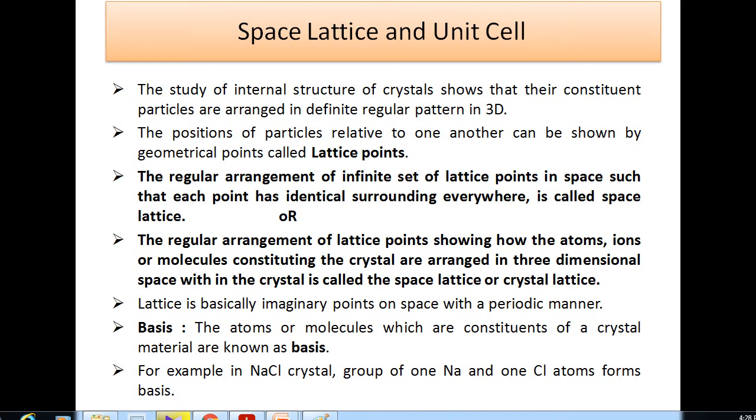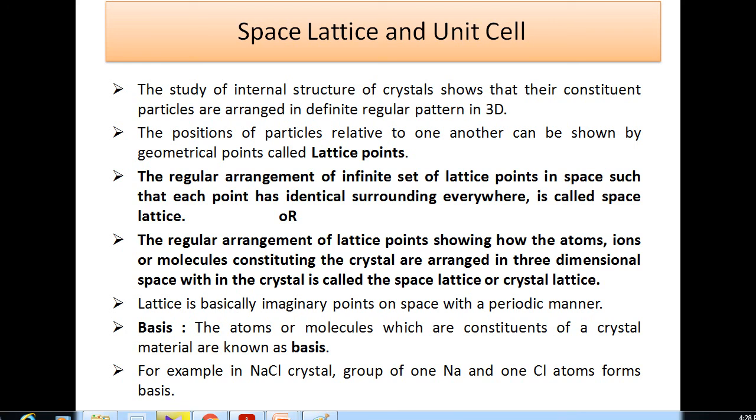So what is a space lattice? It is a regular arrangement of the lattice points showing how the atoms, ions or molecules constituting the given crystal are arranged in 3-dimensional space within the crystal. So a lattice is basically imaginary points in space in a periodic manner.